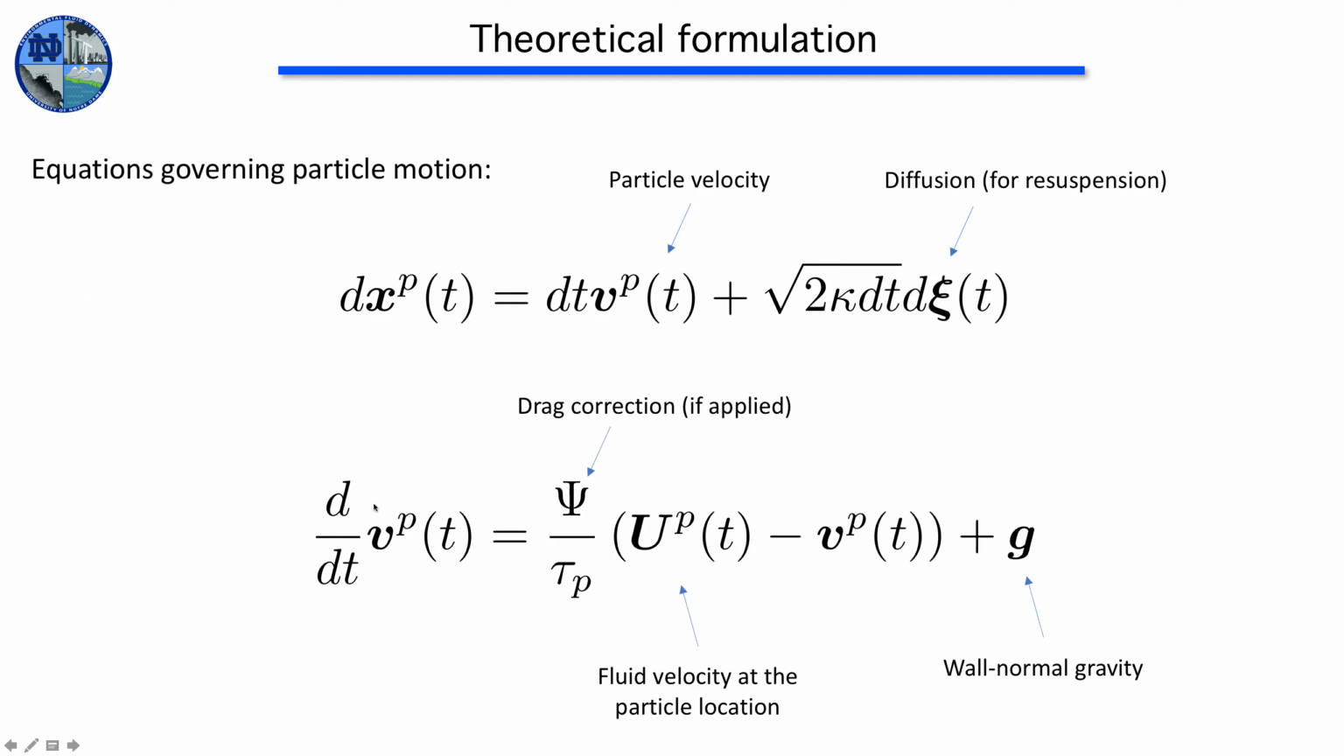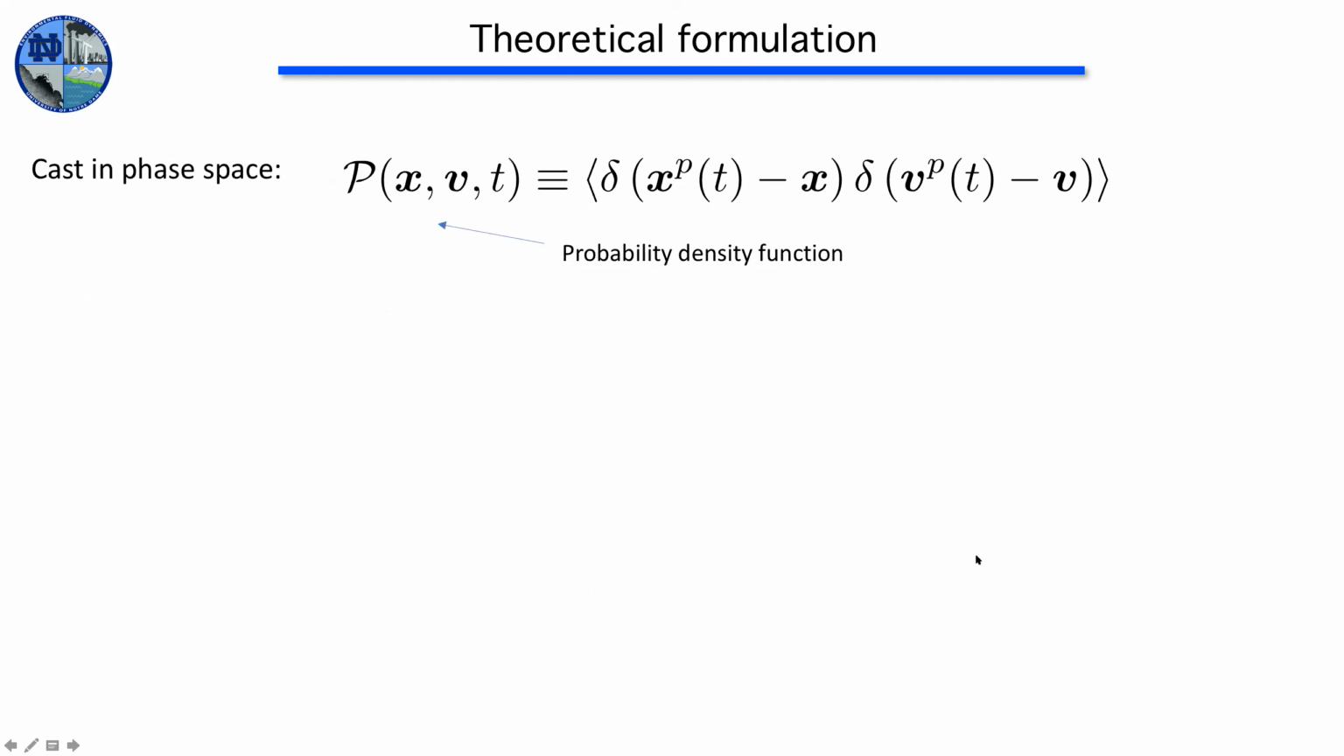The velocity is controlled by momentum conservation. This is just Stokes drag. You can add a drag correction if you want to apply it; we don't here. This is the fluid velocity at the particle location, and then we can apply wall-normal gravity here. What we do for our theoretical formulation is we cast this in phase space. And so we say we're going to describe the particle field as a probability density function in terms of the particle location, velocity, and time.